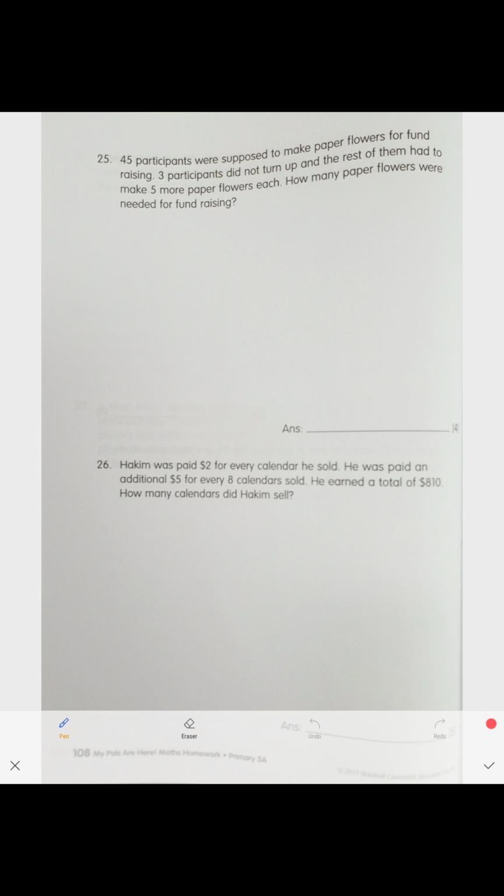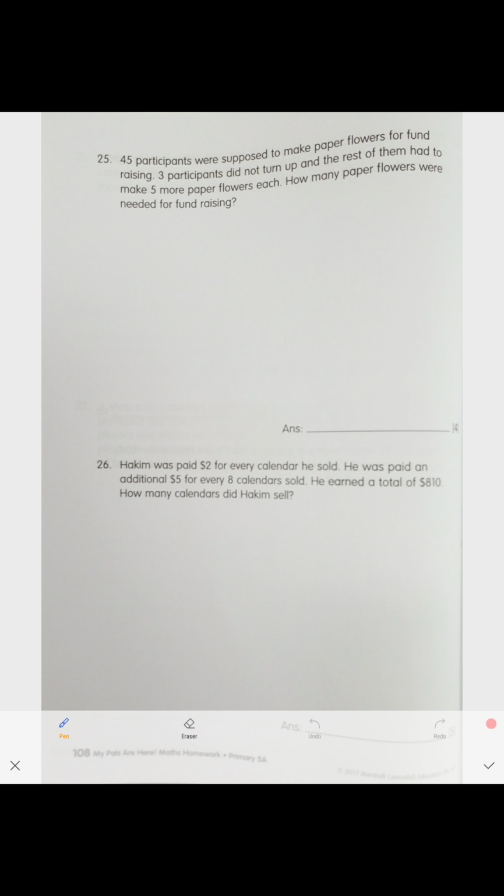Okay, next problem. 45 participants were supposed to make paper flowers for fundraising. 3 participants did not turn up, and the rest of them had to make 5 more paper flowers each. Turn up means show up. They didn't come, right? How many paper flowers were needed for fundraising?